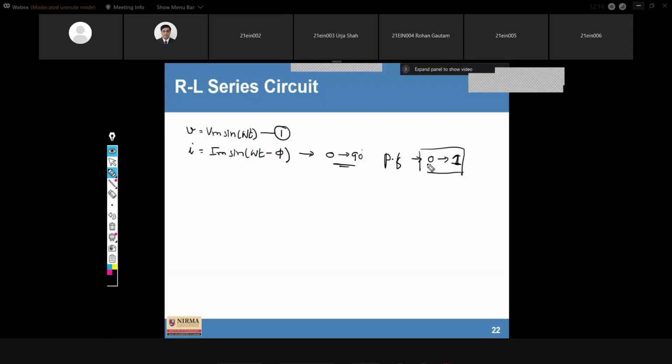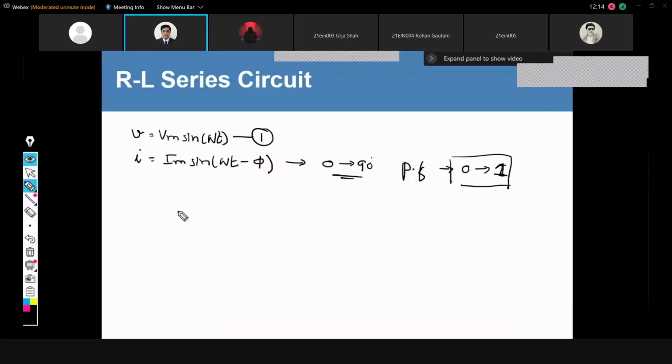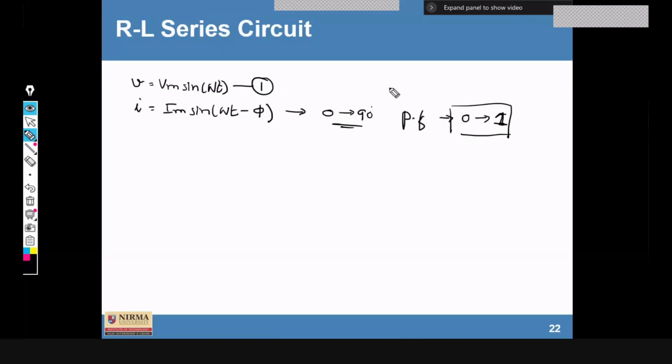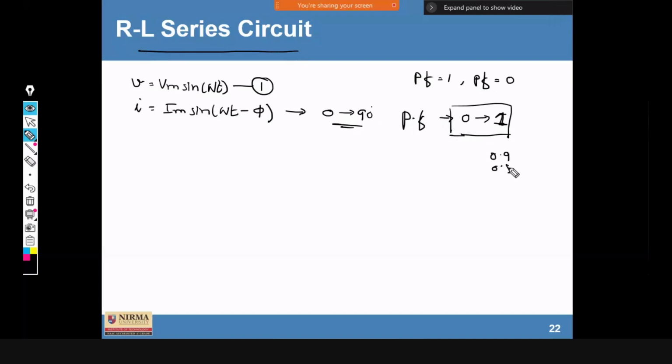having different elements. So here the power factor is not unity because it is not a purely resistive circuit. If it is a purely resistive circuit, we know that the power factor is 1, and if a purely inductive circuit is there, then we know that the power factor is 0. So in an RL series circuit, the power factor is not 0. It may be 0.9, it may be 0.8, it may be 0.7. How we are going to discuss this today?